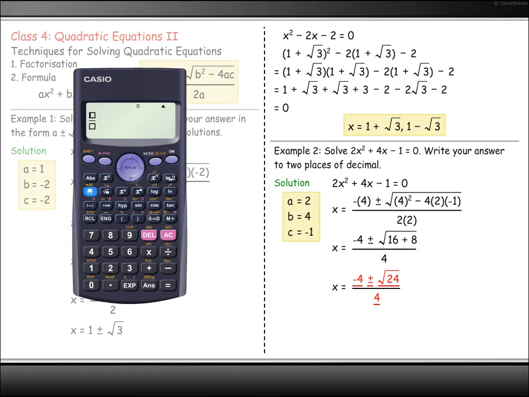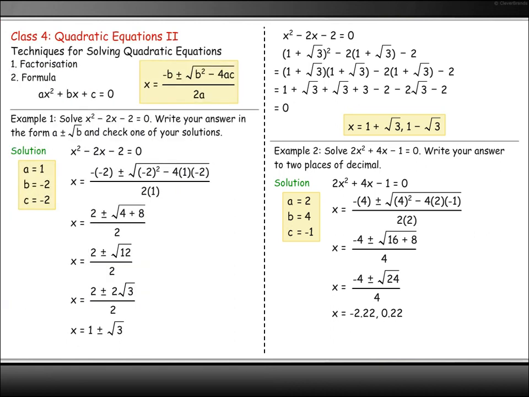Do the minus sign first from the plus or minus sign. Now calculate the other root. No need to input everything again. Just press the replay button and delete the minus and replace it with a plus. The other root is 0.22. The solutions, or roots, are minus 2.22 and 0.22.